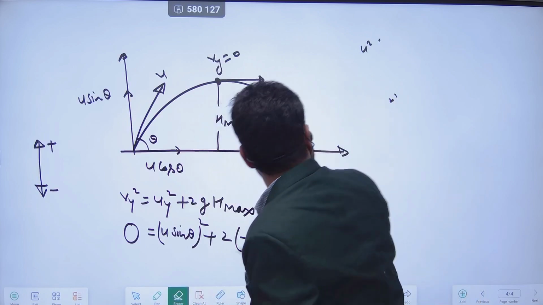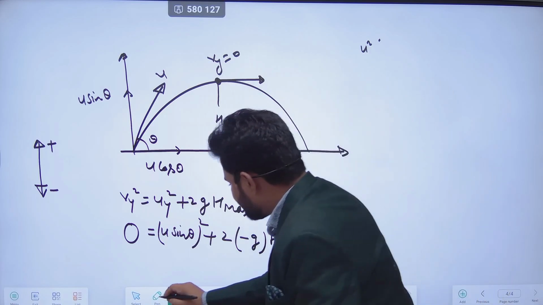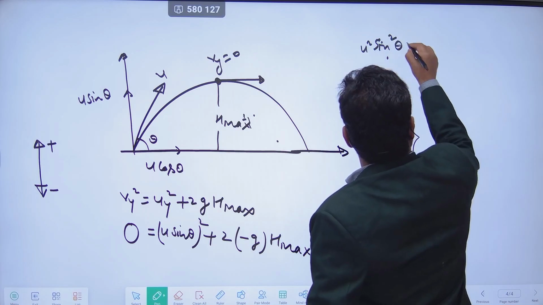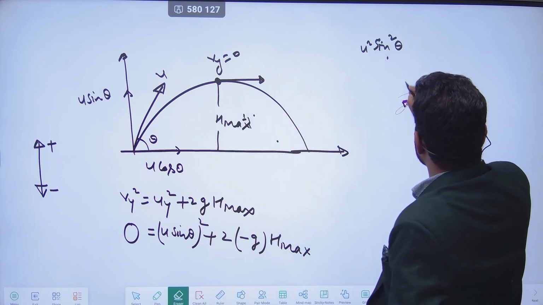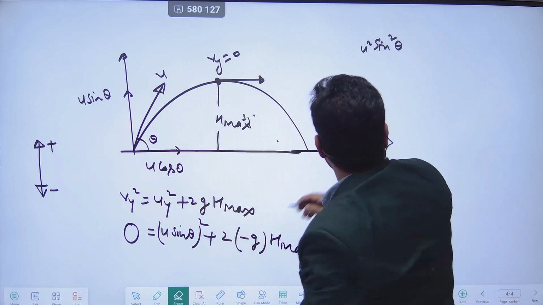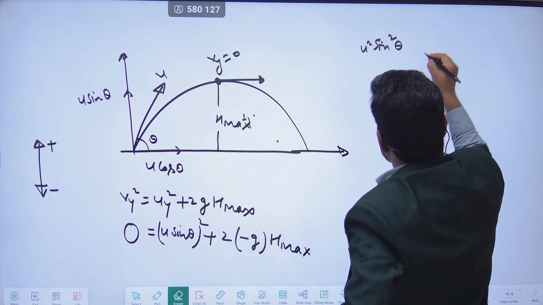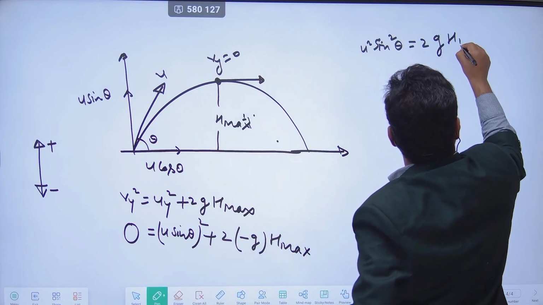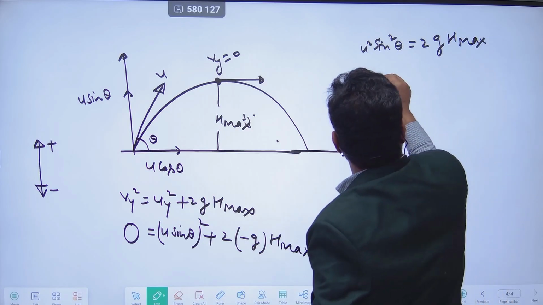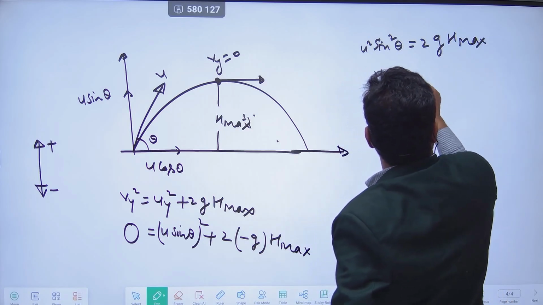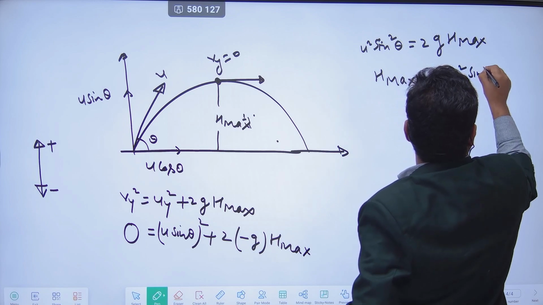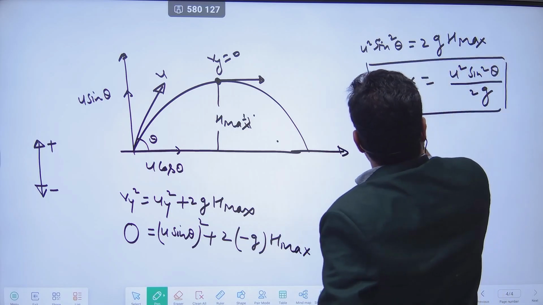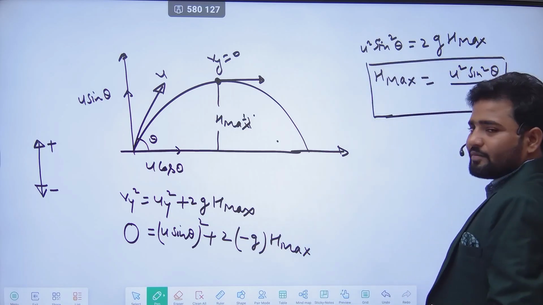so from here we can say u square sine square theta is equal to 2g h max. From here we'll get the value of h max. Formula for h max is equal to u square sine square theta by 2g. Okay. In this way we can find the maximum height attained by the projectile.